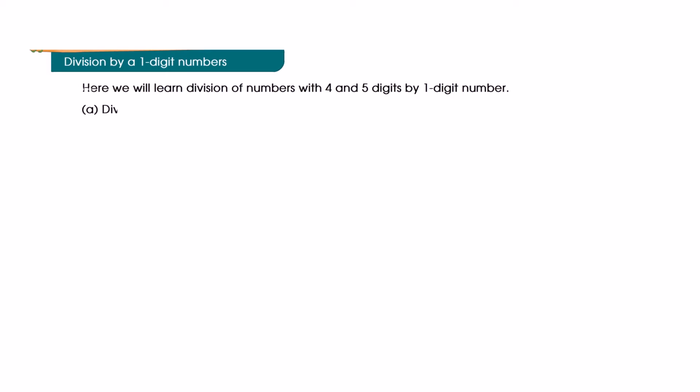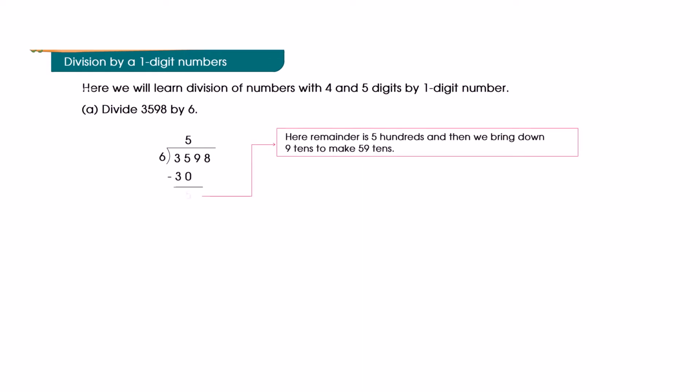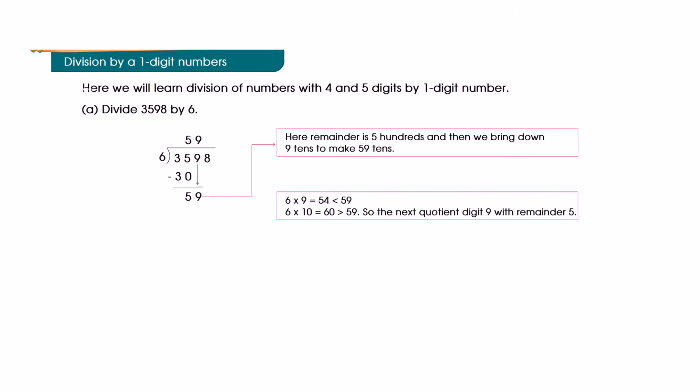A. Divide 3598 by 6. Here the remainder is 5 hundreds and then we bring down 9 tens to make 59 tens. 6 into 9 is equal to 54, which is less than 59. 6 into 10 is equal to 60, which is greater than 59. So the next quotient digit is 9 with remainder 5.